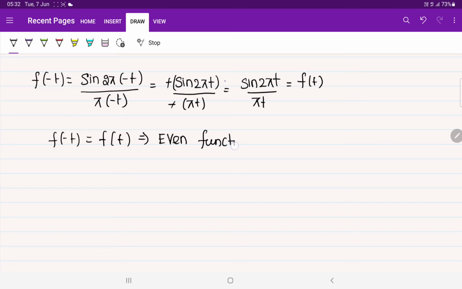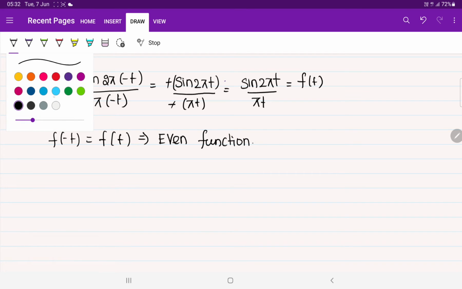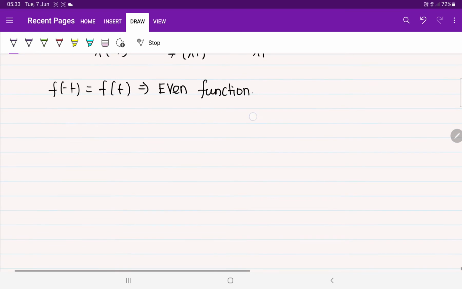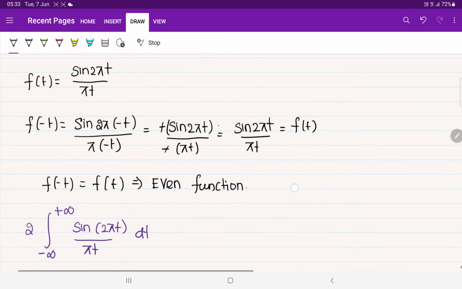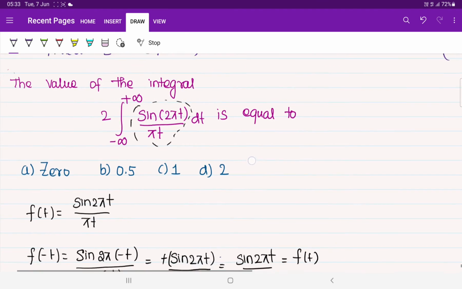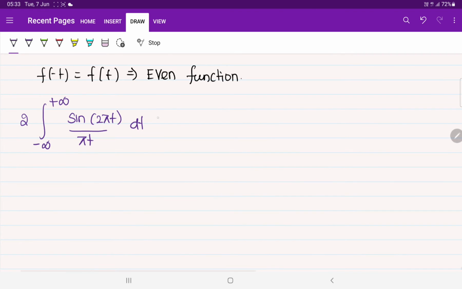So when a function is an even function, how will you redefine the limit? So we can once again take the limit. They have defined it as 2 into the integral from minus infinity to plus infinity of sin 2 pi t upon pi into t into dt. I hope I am correct. So let us cross check once. Yes, sin 2 pi t divided by pi t into dt. So an even function means the limit minus infinity to plus infinity can be redefined as 0 to infinity.